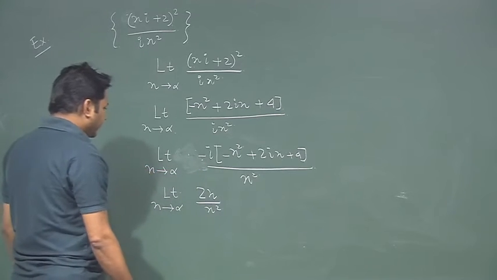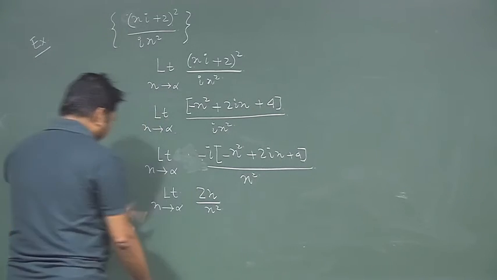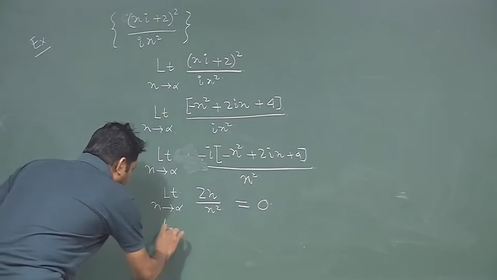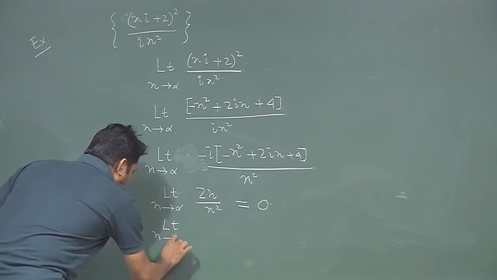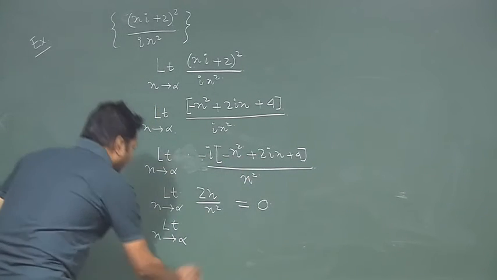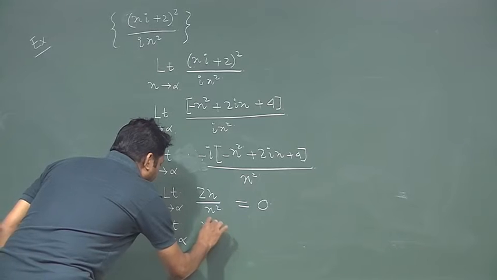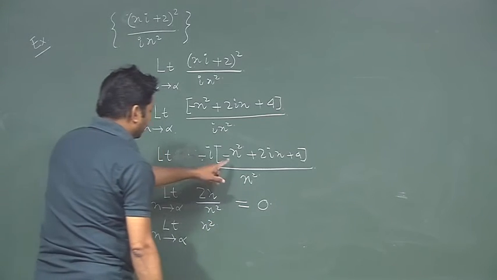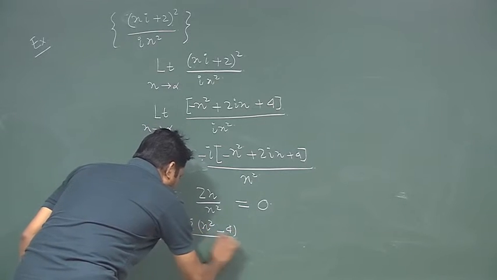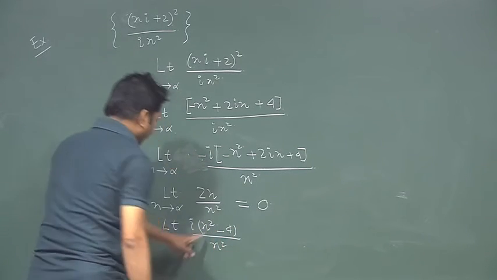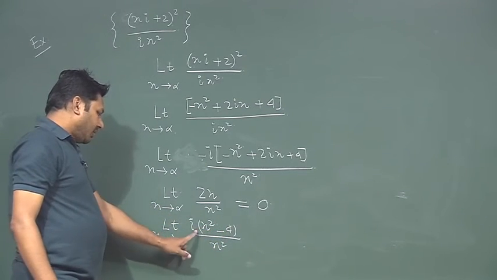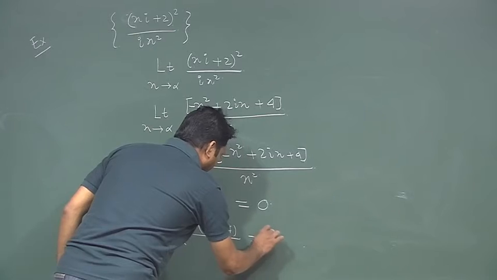What will be the imaginary part here? If I put n tends to infinity, what value will I get? 0. What will be the imaginary part of this quantity? The imaginary part is this one: n square minus 4 with I, divided by n square. Now, if I take n square common and put n tends to infinity, this term will not be there, only I will remain. So, this value will be I.